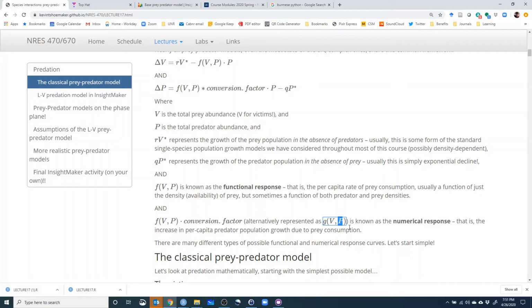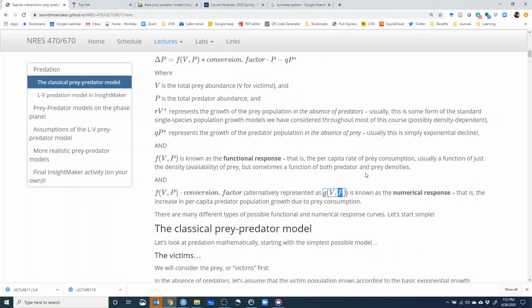So you should know what a functional response is. That's the per capita rate of prey consumption per predator, and that's also per time step. And the numerical response is the degree to which the per capita rate of predator population growth increases due to prey consumption, or for each prey consumed. There are many different types of functional responses and numerical response curves, and we'll go through some more complex examples at the very, very end of the lecture.